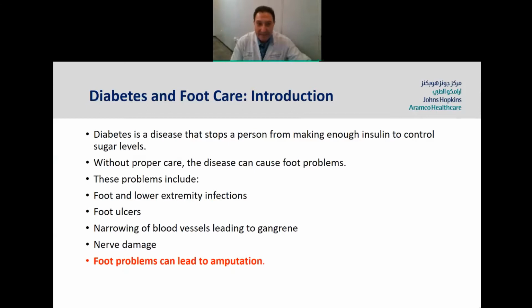We all know that diabetes is a disease that stops a person from making enough insulin to control their glucose levels, or sugar levels. Without proper care, this disease can cause foot problems. These problems include foot and lower extremity infections, foot ulcers, narrowing of blood vessels leading to gangrene, and nerve damage. Unfortunately, these things can cause foot problems that lead to amputation.